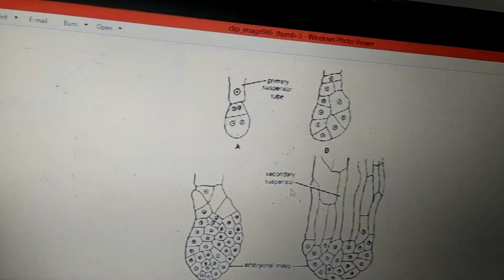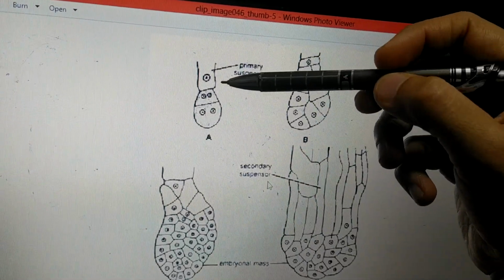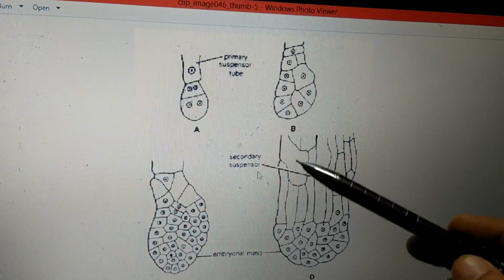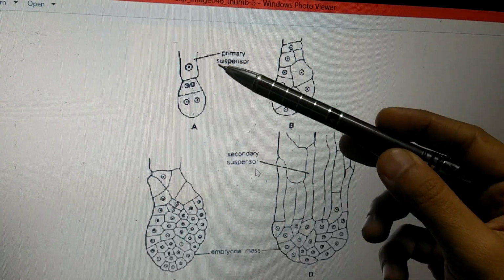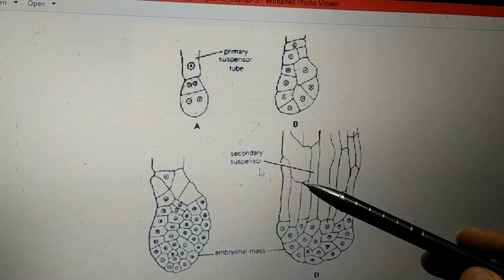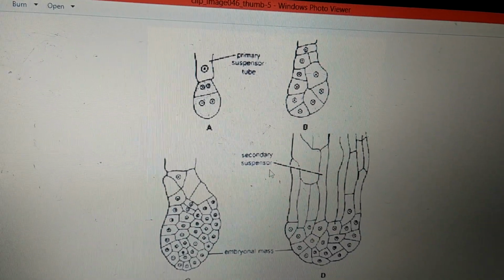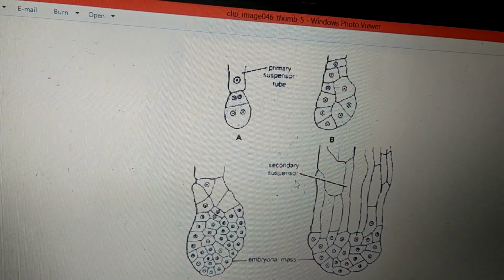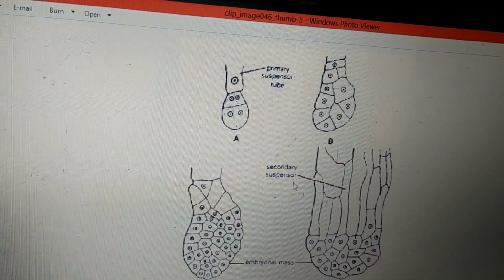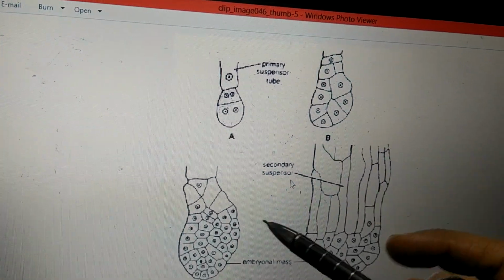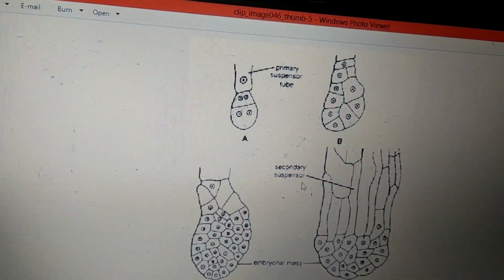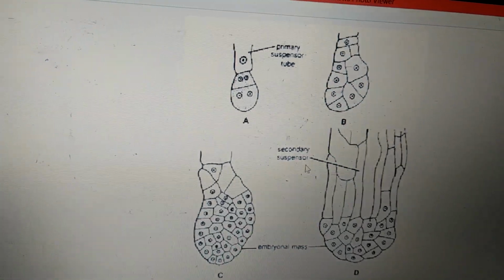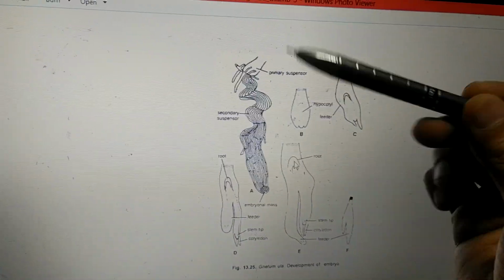Now the upper primary cell is going to divide and redivide, leading to the formation of the secondary suspensor region. So the primary suspensor region is going to divide and form a secondary suspensor region, whereas the lower one is a multi-celled condition. This multi-celled stage forms what is called an embryonal mass, which is going to further develop into an embryo in future.